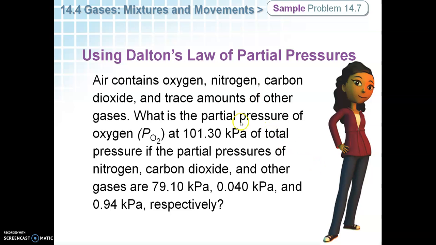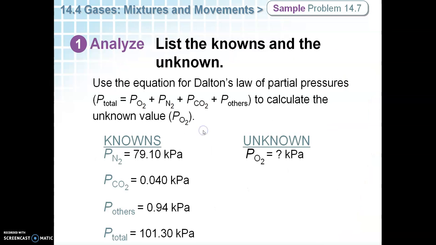Okay, so here's an example. They give you air containing blah, blah. What's the partial pressure of oxygen at this total pressure? So they give you the total pressure, and then they tell you that all the other gases are this, this, and that. Nitrogen's this, carbon dioxide's that, miscellaneous gases is that. So they're giving you the total pressure, and they're giving you partial pressures of all the other gases. They want you to find the partial pressure of the last remaining gas, oxygen. Well, I don't know why they're doing this example. They already gave you the answer a few slides back, but whatever.